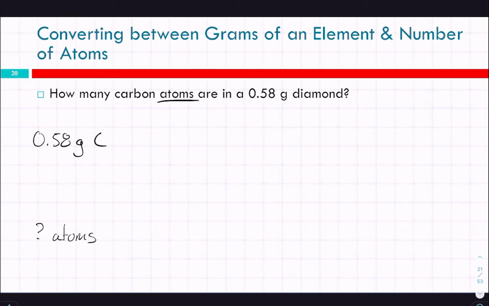So we can start this out the same way, because really with a mass of any element, or any compound for that matter, the only way we can really go for now is moles, right? So we want to convert this grams of carbon to moles of carbon. Don't need to look up carbon. Carbon is 12.01 grams per mole.